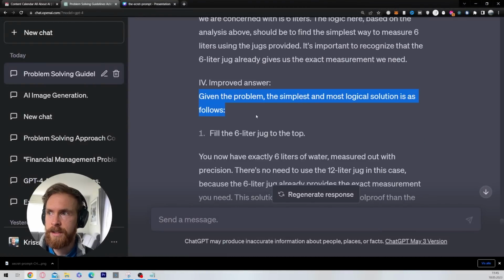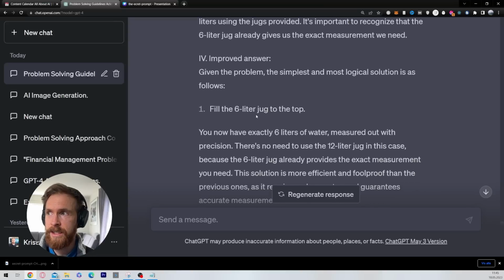Given the problem, the simplest and most logical solution is as follows. Fill the 6-liter jug to the top. You now have exactly 6 liters of water. There's no need to use the 12-liter jug in this case, because the 6-liter jug already provides the exact measurement.